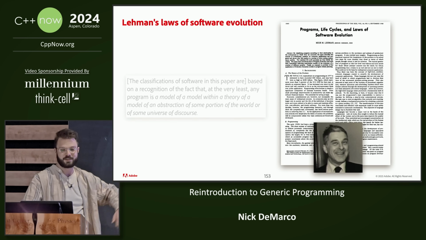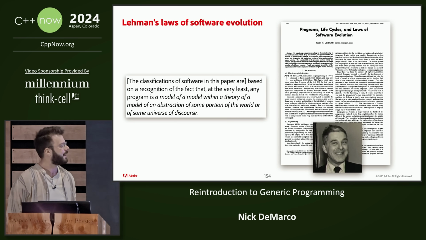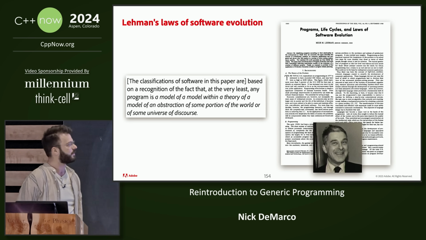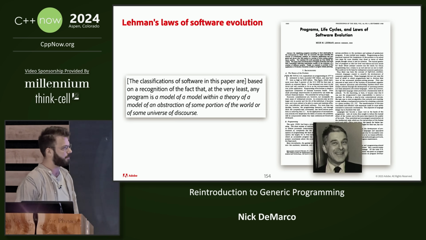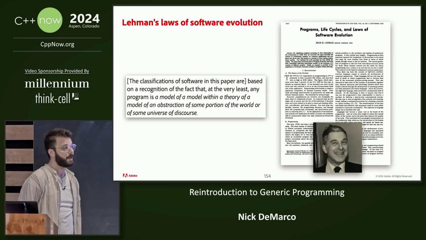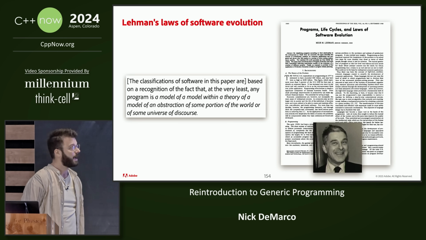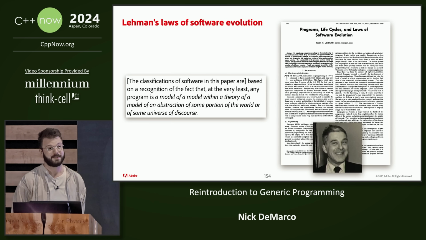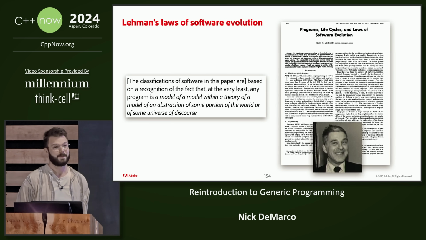I say that because in the introduction, he says this: the classifications of software in this paper are based on a recognition of the fact that at the very least, any program is a model of a model within a theory of a model of an abstraction of some portion of the world or some universe of discourse. I have spent many minutes looking at that quote. Any guesses what it means? All code isn't right. It's just a simplification.